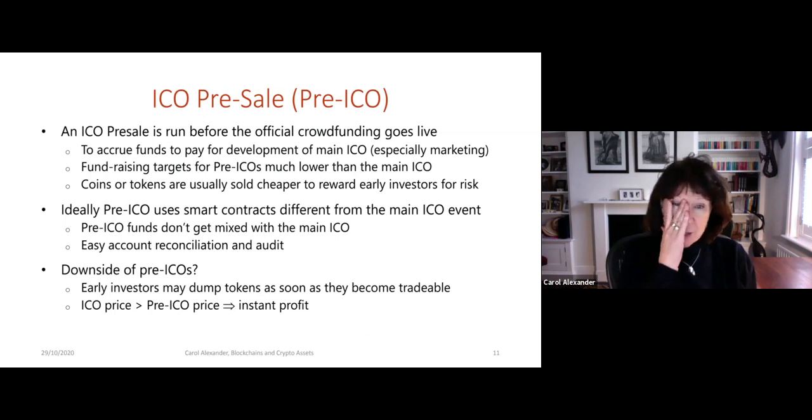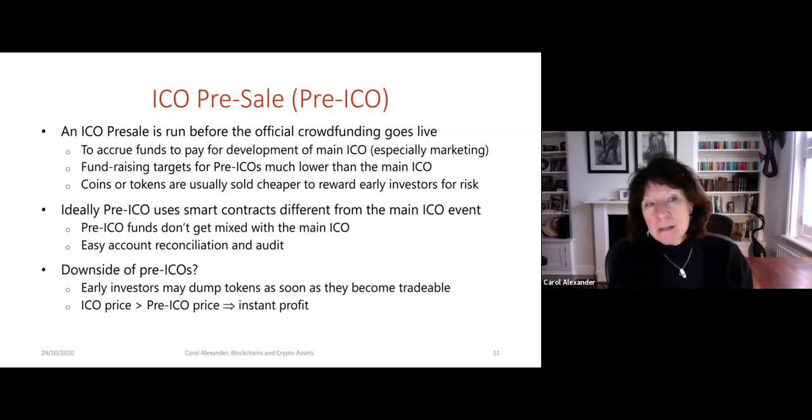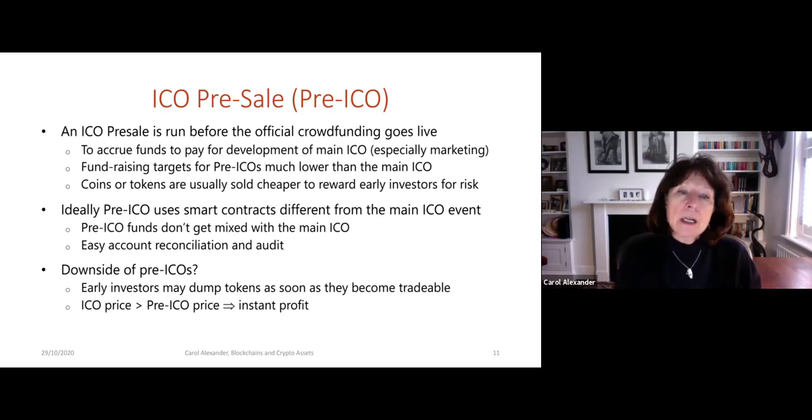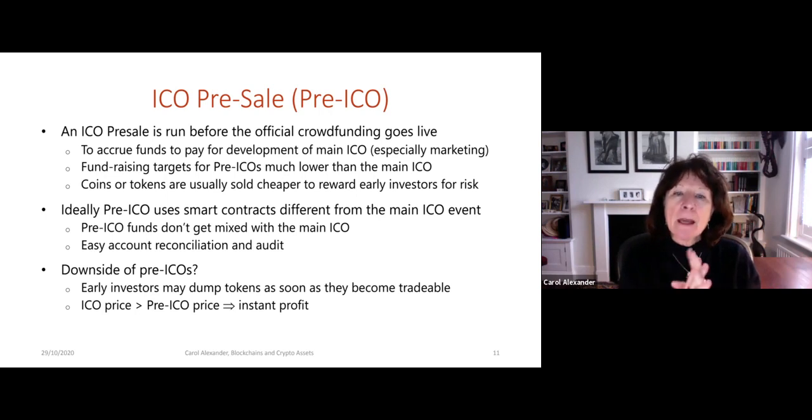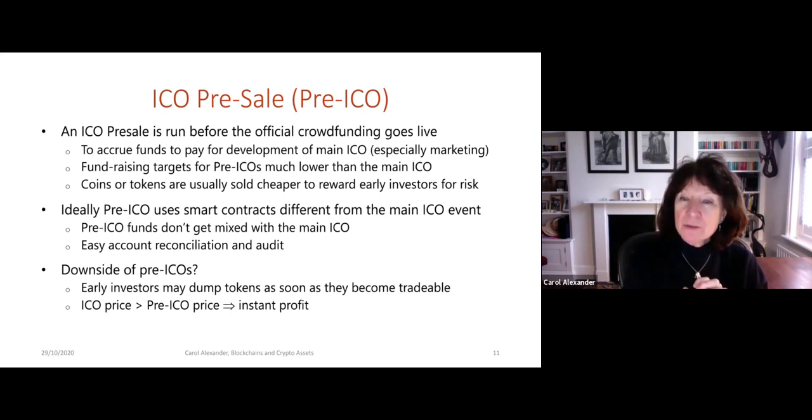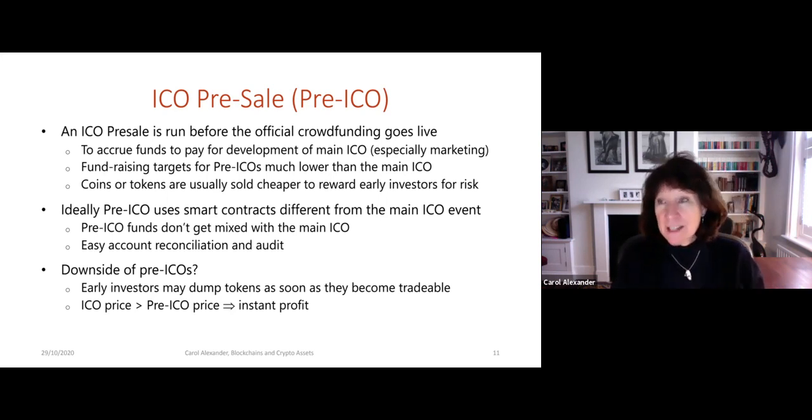So this pre-sale is run before the official crowdfunding goes live, and that's to get enough funds to pay for the development of the main ICO, including this marketing that gets more and more important as you get towards the date of the ICO. So the pre-ICO funding target is usually much lower than the main ICO. I mean, Telegram was a bit of an outlier. Normally your pre-ICO would just be a few preferential investors to give you enough funds to go to the main ICO. And they get, as I said, the coins or tokens sold much cheaper to reward these early investors for the risk that they take.